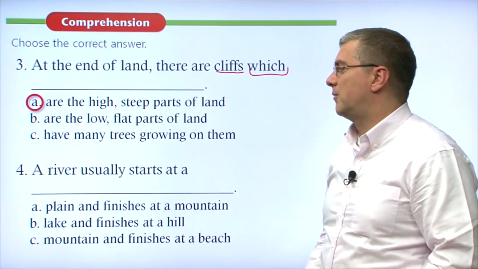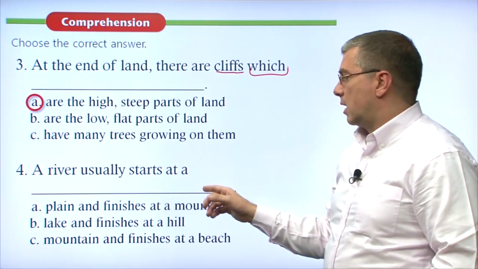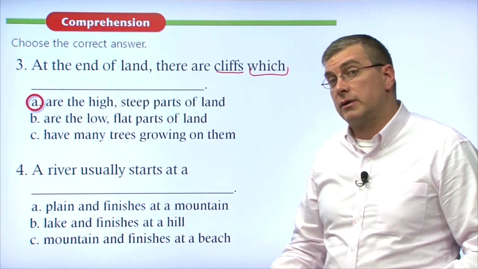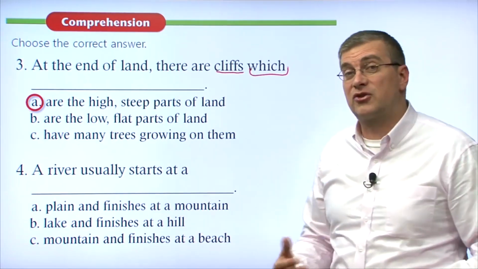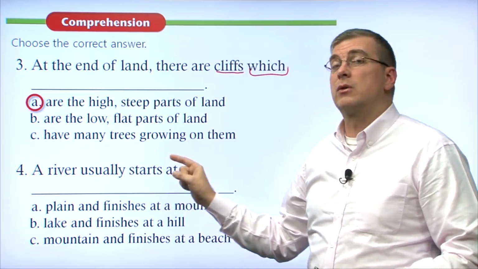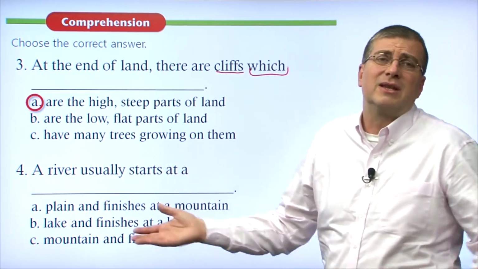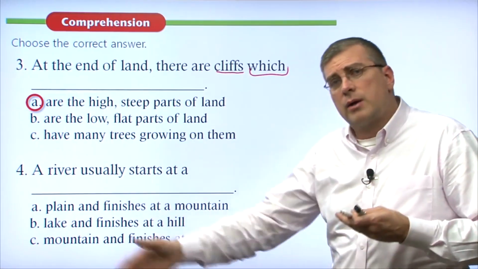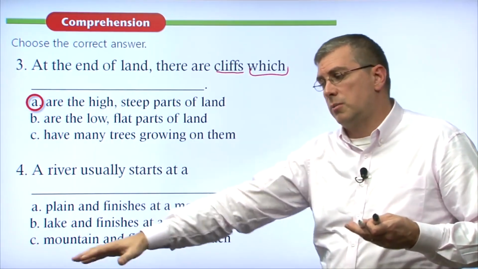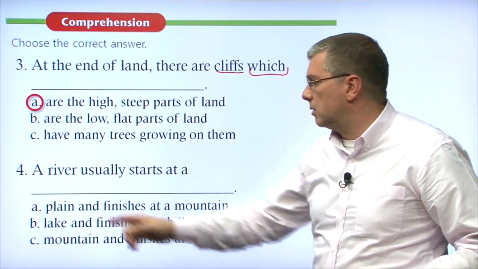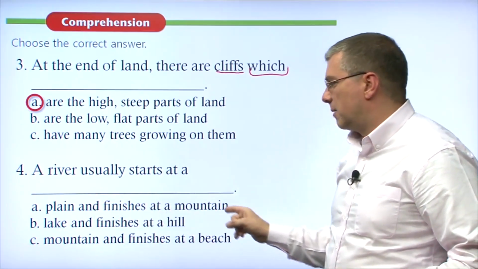Okay, number 4. A river usually starts at A. So where do rivers usually start? Okay, we talked about this when we talked about streams, because streams also usually start at the same place. Remember, streams and rivers are basically the same thing. They're water that's flowing from a high place to a low place. But where's the high place that they start at? That's our clue. A plain and finishes at a mountain.